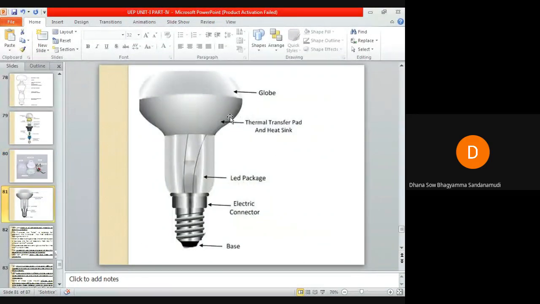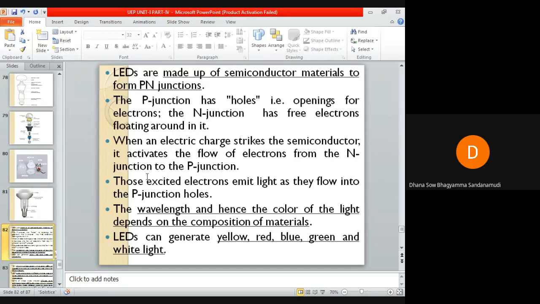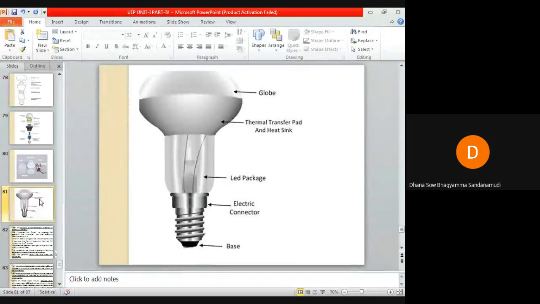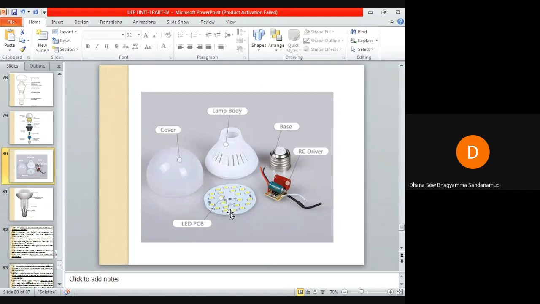This is one more image: globe, thermal transfer pad and heat sink, LED package, electric connector, and the base. So let us discuss this LED lamp. It is better to show you these parts, so that you will be able to follow me.